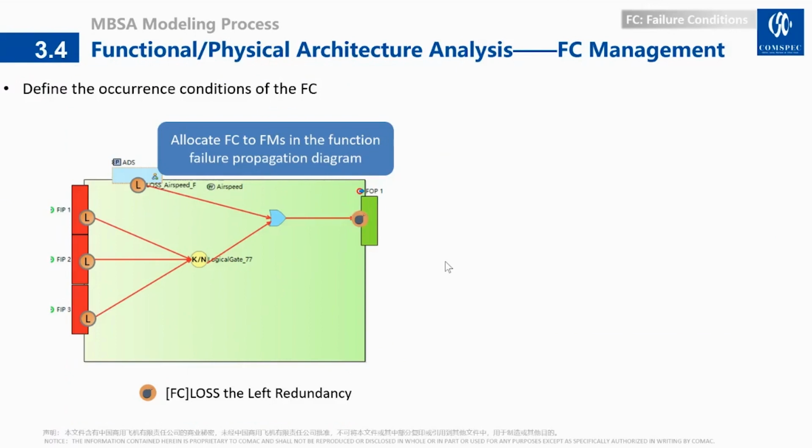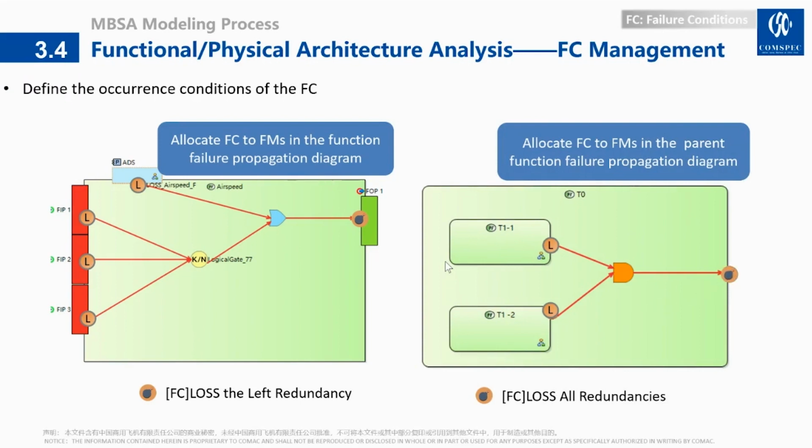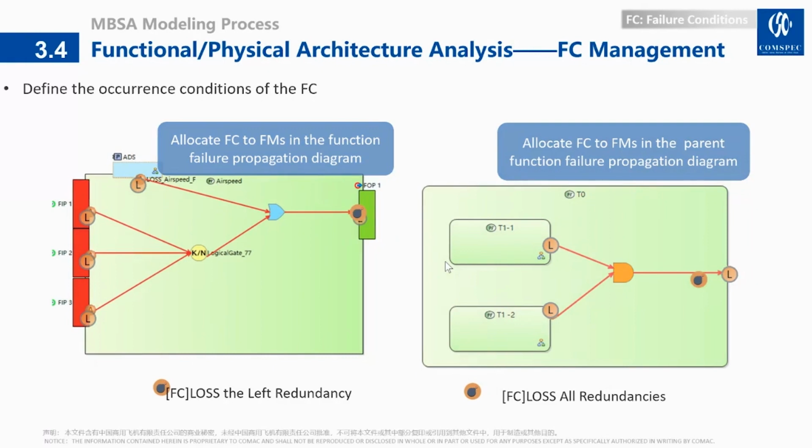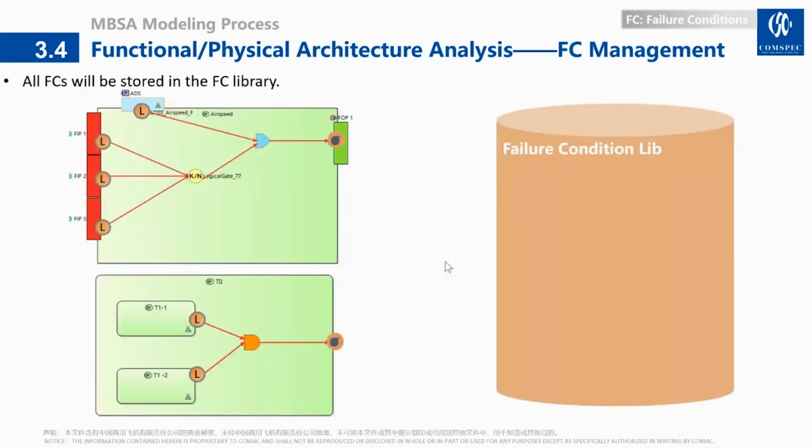After establishing the failure propagation model, we can define the conditions for the occurrence of FC. Associate the failure condition with the output interface failure modes in the functional failure propagation model. When FC involves multiple subfunctions, it can also be associated with FM in the parent function failure propagation diagram. All defined FCs will also be stored in the FC library.